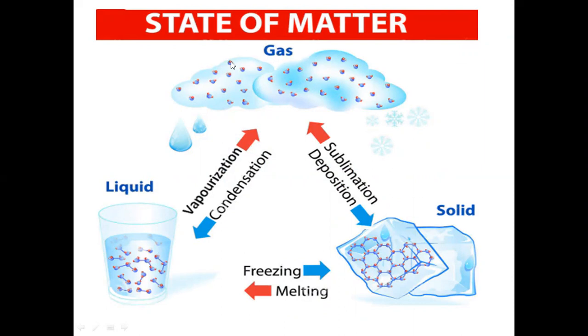As you can see, when we are in the gaseous state, the particles are far apart. This is because the particles have high kinetic energy, as they also have low intermolecular forces between them, and there is no orderly arrangement of the particles.